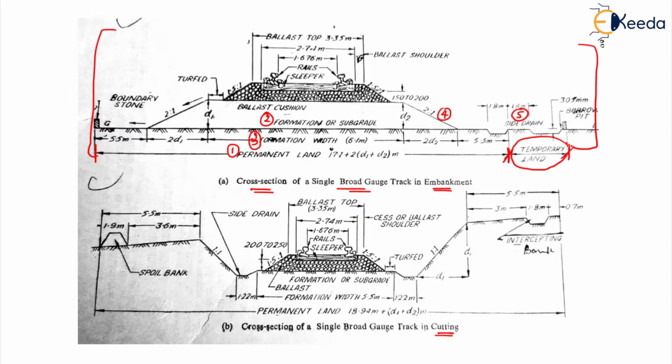For construction of the embankment, whatever soil will come out, to dispose of it, we take temporary land. This land is let off as soon as the track project is completed and the payment is made to the contractor. Only until that particular time this land is acquired. This entire land, permanent land, is acquired for the full time.